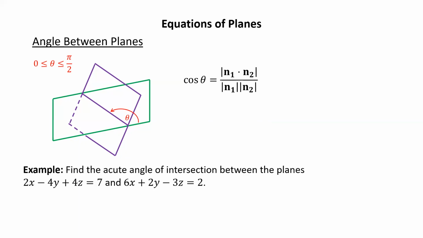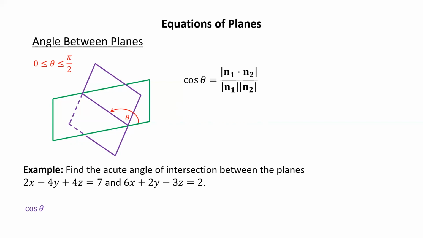Let's try an example. Again, pause the video, try this example yourself, and then resume the video to check your answer. Find the acute angle of intersection between the planes 2x minus 4y plus 4z equals 7 and 6x plus 2y minus 3z equals 2.